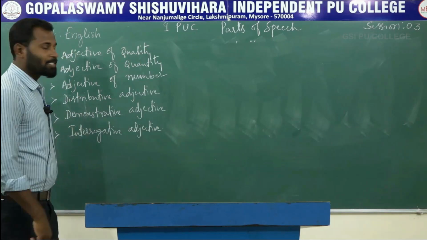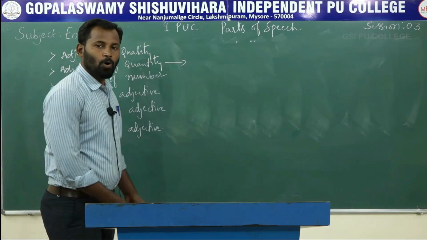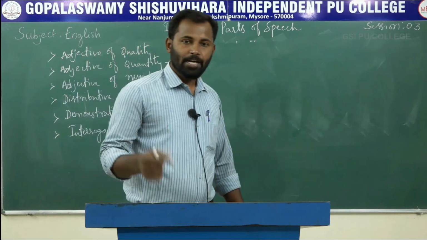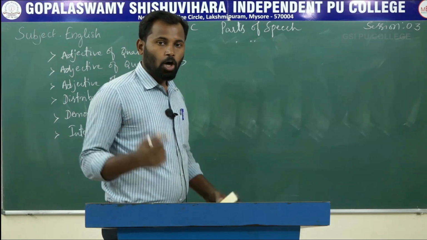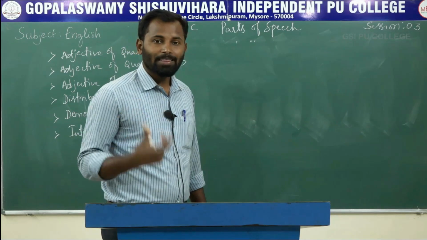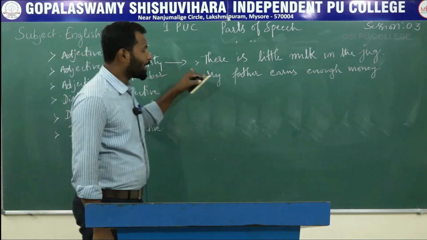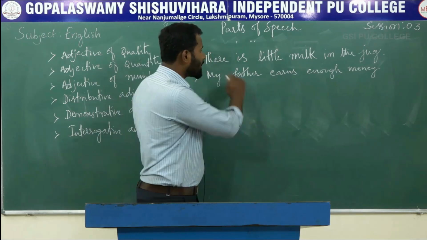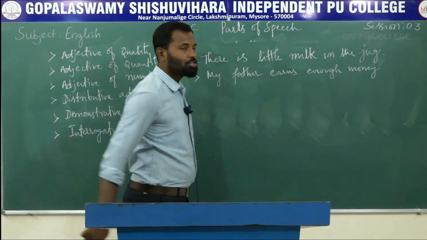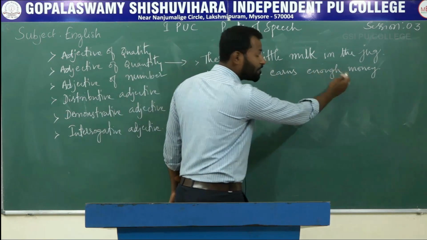So let us now discuss the adjective of quantity. So what is an adjective of quantity? Adjective of quantity is also a word which talks about the quantity of things. So let us understand the adjective of quantity with some examples. The first example you have, there is little milk in the jug. The second example, my father earns enough money.